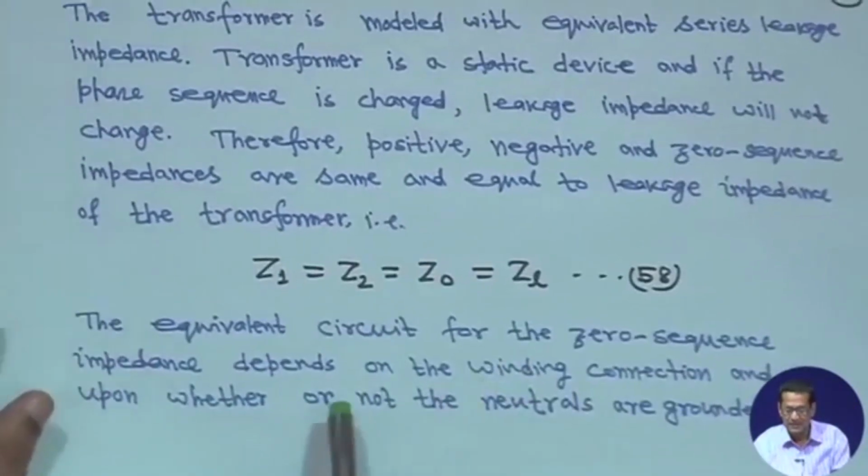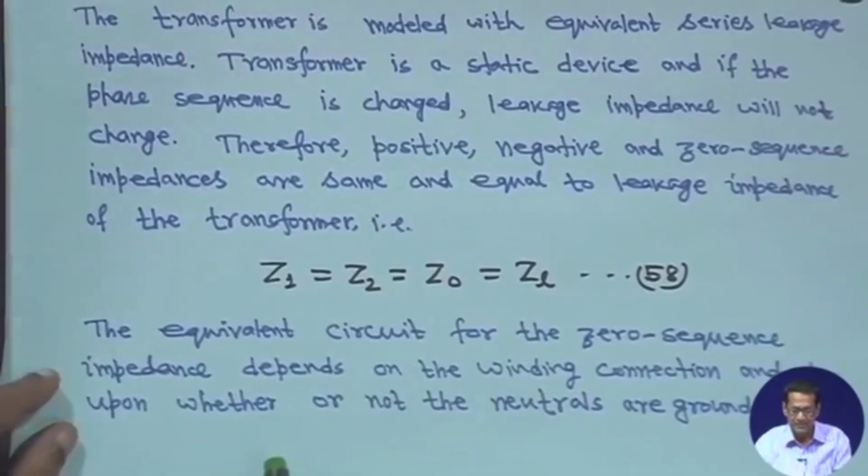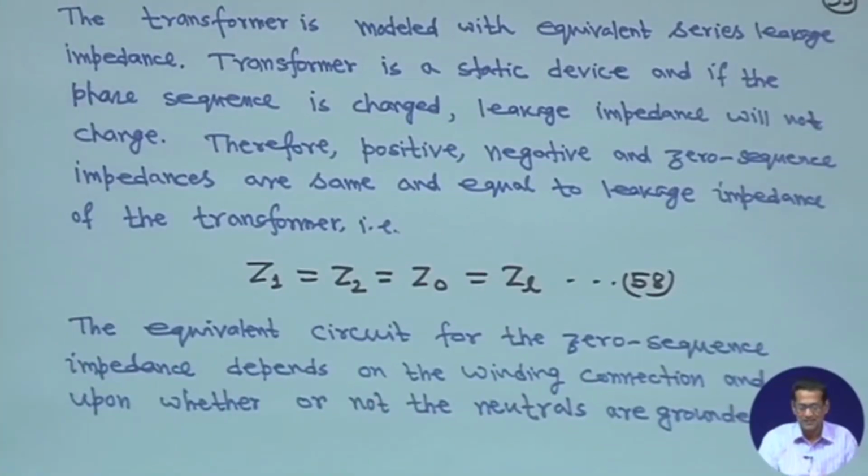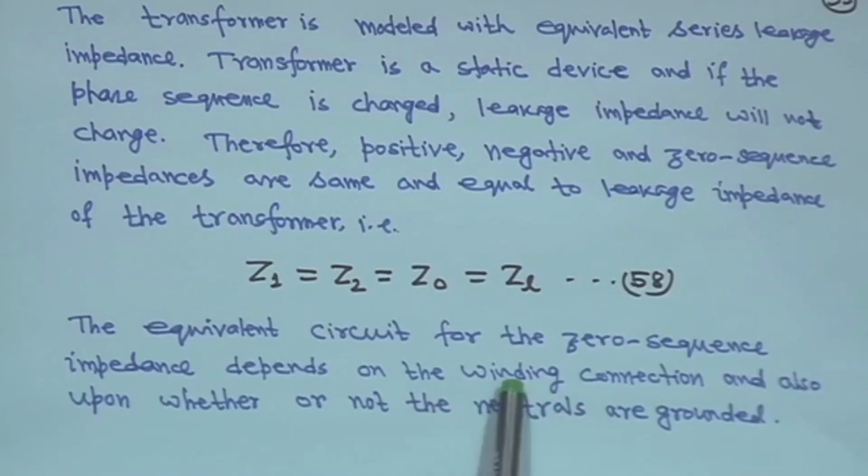Therefore, the equivalent circuit for the zero sequence impedance depends on the winding connection, that means star or delta, and also upon whether or not the neutrals are grounded. Based on that, the zero sequence network comes.